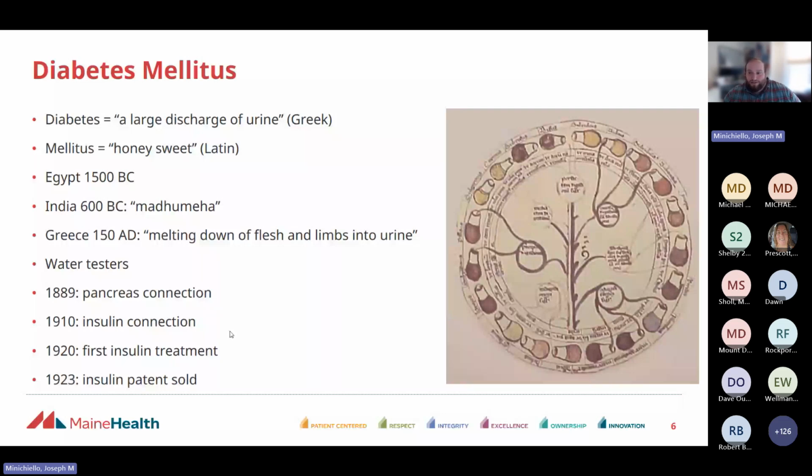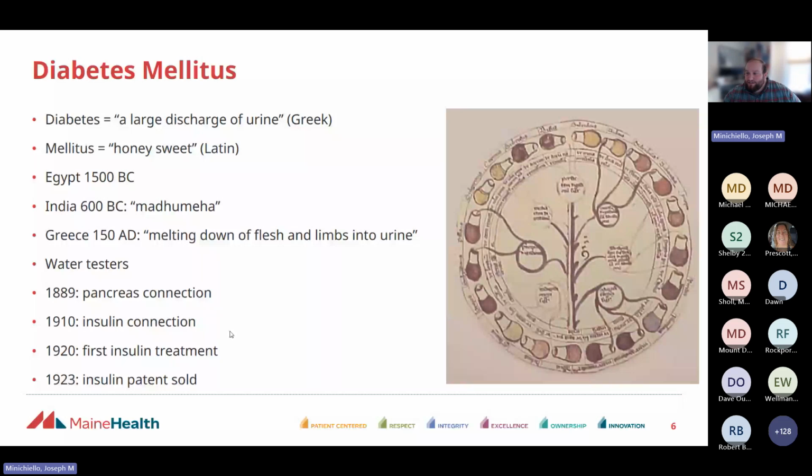Multiple thousands of years ago is when diabetes was first being described, as these folks that were having lots and lots of urine, and then they seemed to die after having lots and lots of urine. At some point along the way, someone decided to use the Latin word mellitus, meaning honey sweet, to describe the fact that there was sweet urine in these folks, first noticed by ants going towards the urine from these folks.